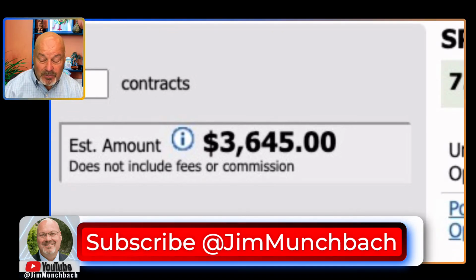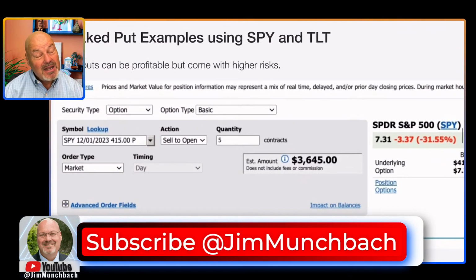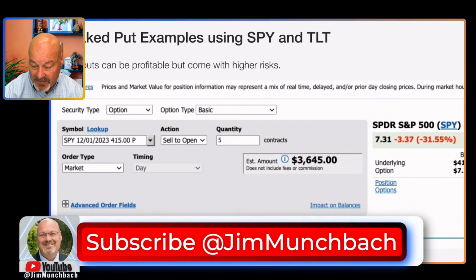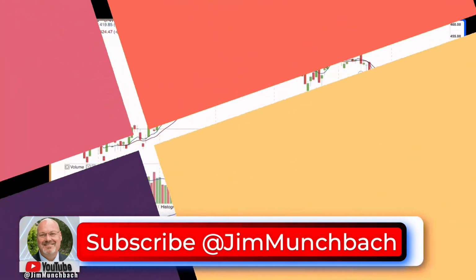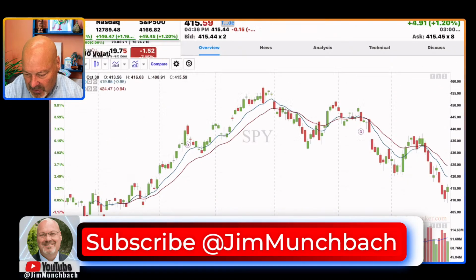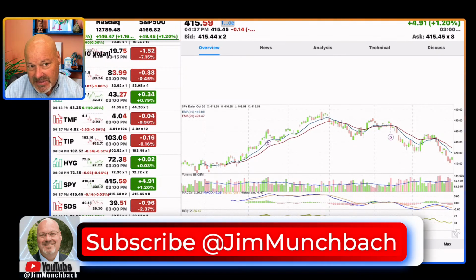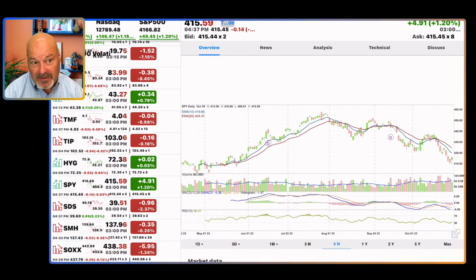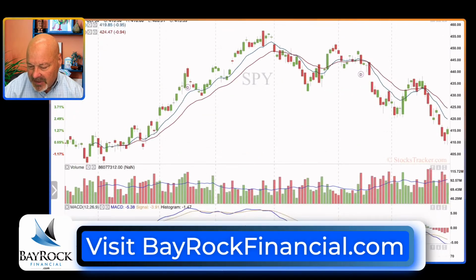Why do I love naked puts? Because if you were going to buy the S&P 500, today might not be a bad day to buy the S&P 500, just to go buy the SPY. And again, if you bought the SPY today, this chart tells you what you would pay for it. We're looking at a price of $415. It's a little bit covered up there, but you see at the top, about in the center, $415.59.